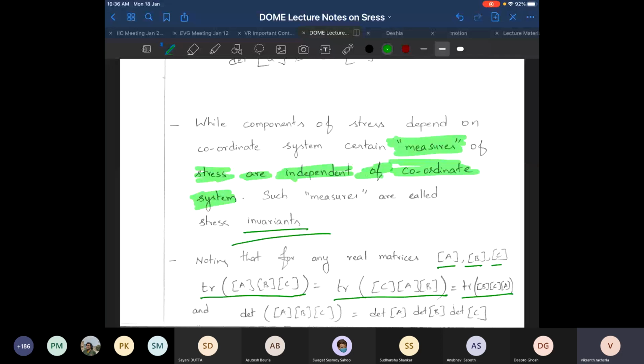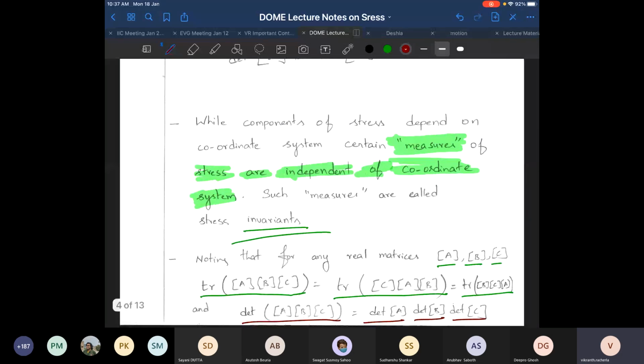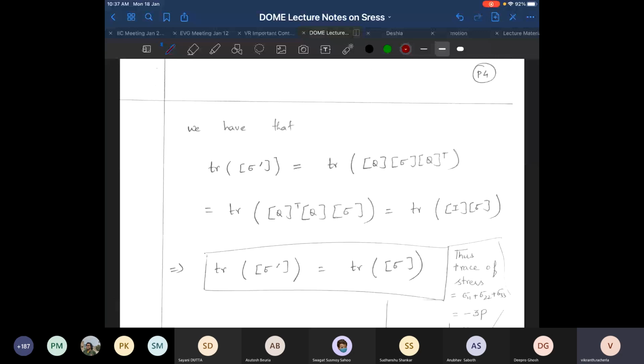This is one property, and another one which all of you must be aware of is that the determinant of a product of matrices, the determinant of A times B times C, will be equal to determinant of A times determinant of B times determinant of C. So let us use these properties. If we apply the trace operator, trace of sigma dash will be trace of Q times sigma times Q transpose. Now I can use the permutation rule, bring the Q transpose to the front, and this will be equal to trace of Q transpose Q sigma, but Q transpose Q is identity.